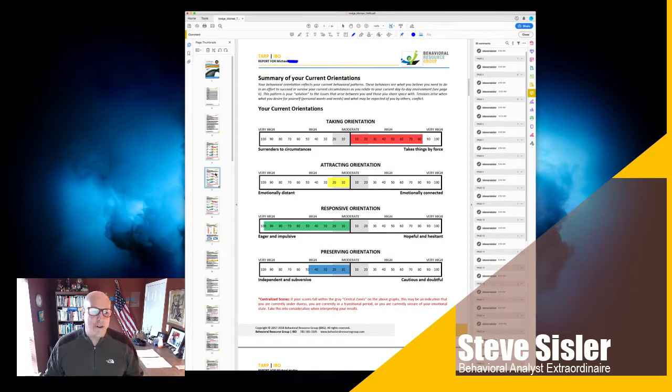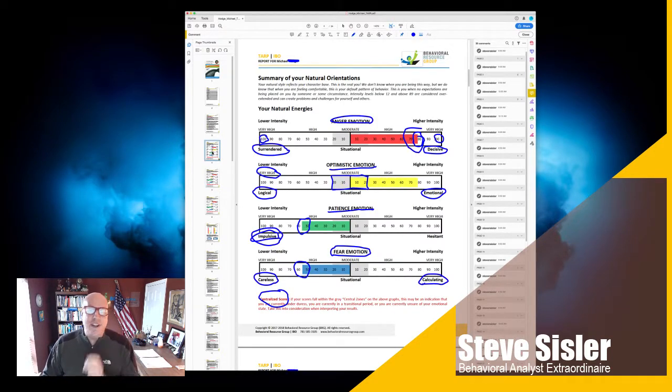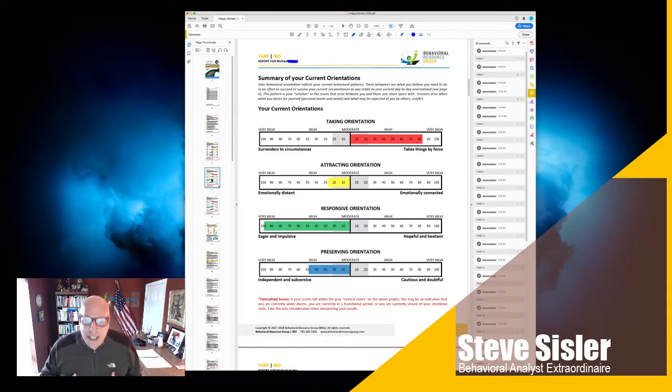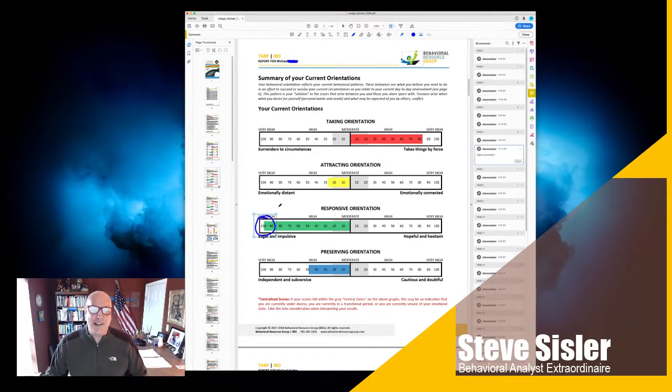So that first graph we looked at is their natural energies. This is how they are naturally, okay? This is what they're doing currently in their work. Look at what happens to the patience emotion, okay? Very high intensity. So patience in work is almost non-existent. And look at what happens with the anger emotion. It's way up here. Okay?